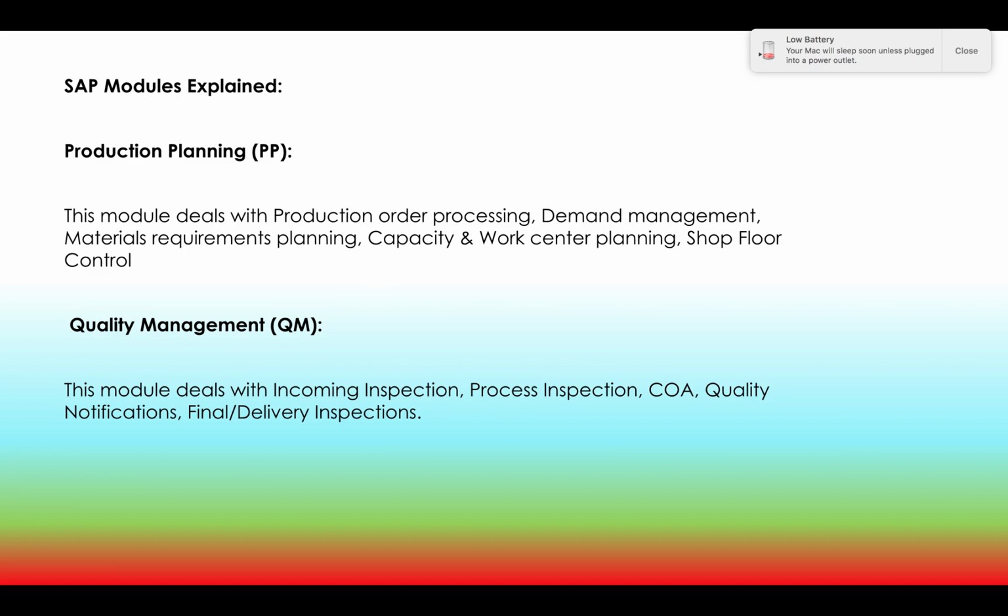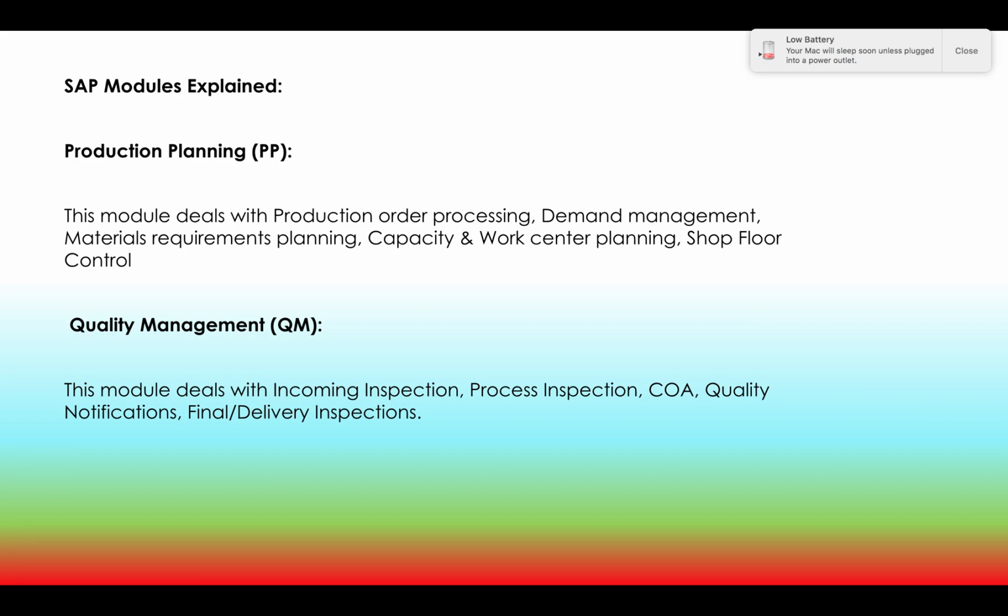Okay, now we'll go to production planning. Production planning means producing a product in the manufacturing plant. This module deals with production order processing, demand management. Based on demand, the company produces the products. The demand comes from a SAP program. SAP has an already built-in program that analyzes the demand of the product. Material requirements planning, this is MRP. This is a very important topic. This ensures raw materials are ready for production.